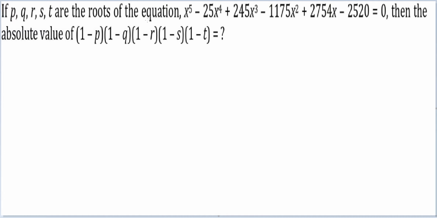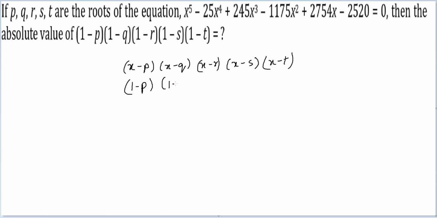If P, Q, R, S, T are the roots of this equation, it is nothing but (x minus P)(x minus Q)(x minus R)(x minus S)(x minus T). But we don't want this expression, we want (1 minus P)(1 minus Q)(1 minus R)(1 minus S)(1 minus T). So put x equal to 1. You would get (1 minus P)(1 minus Q)(1 minus R)(1 minus S)(1 minus T), which should lead you to this expression. Basically x has been replaced by 1 here.